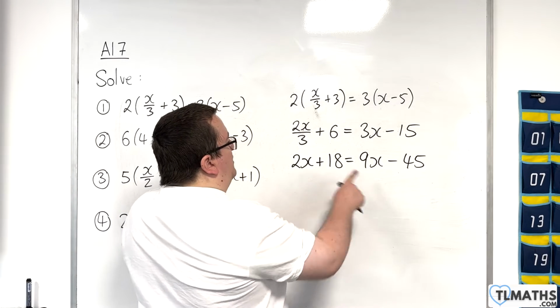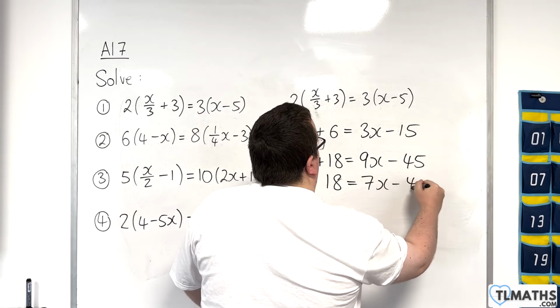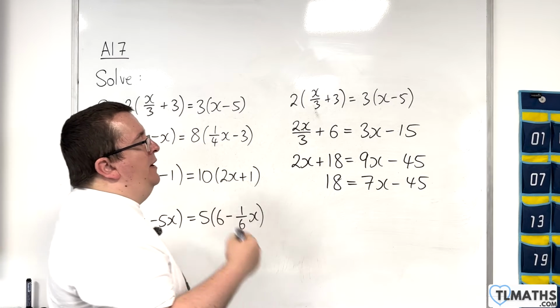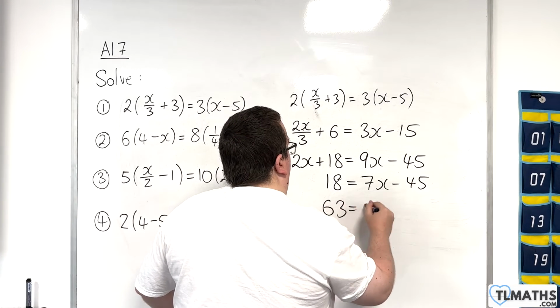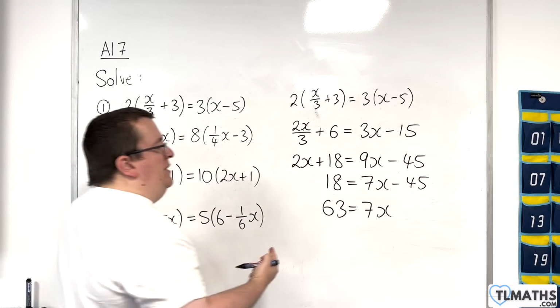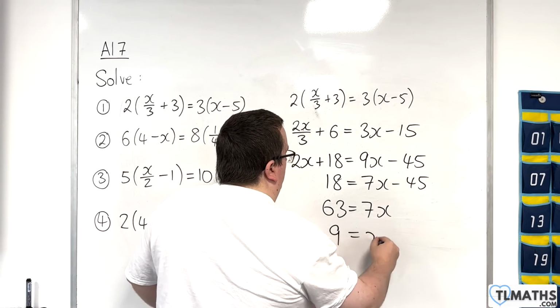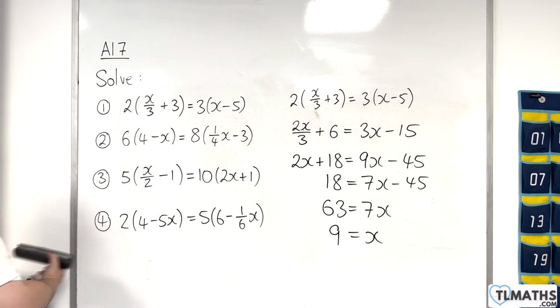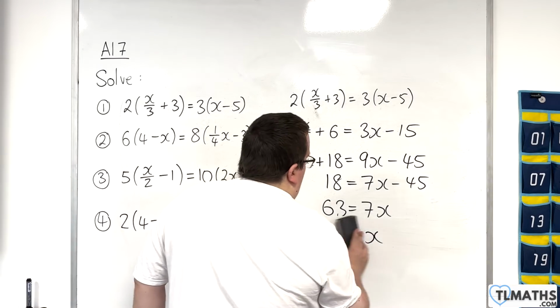So I'm going to subtract 2x from both sides. And then I'm going to add 45 to both sides. Now 45 plus 18 is 63. So now dividing both sides by 7, 63 divided by 7 is 9. So x is equal to 9 is the answer to number 1. So this idea of multiplying the equation through by the denominator can be really useful.